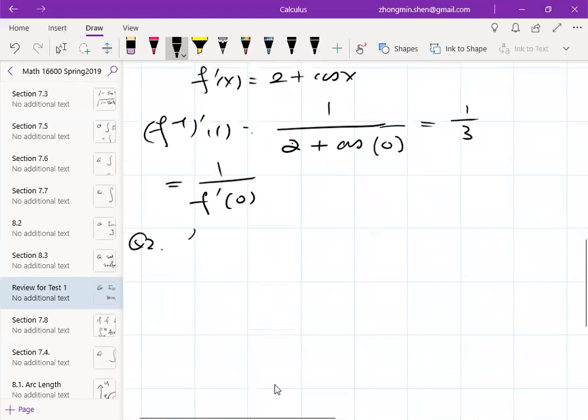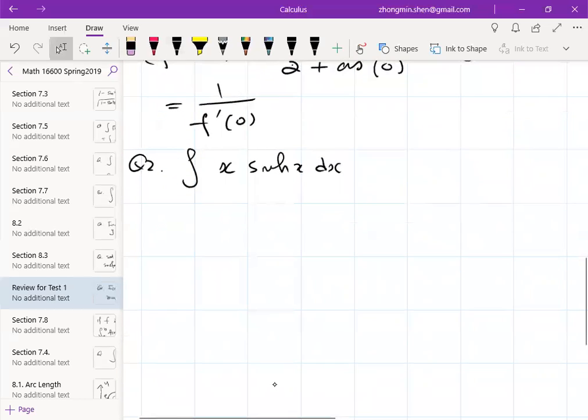The second one is to evaluate the integral of x times hyperbolic sine x. Definitely we will use integration by parts, but this is one example. You see there's x there. Hyperbolic sine x is a very nice function. It's not like natural log of x. If it were natural log of x, the idea would be quite different between those two examples.